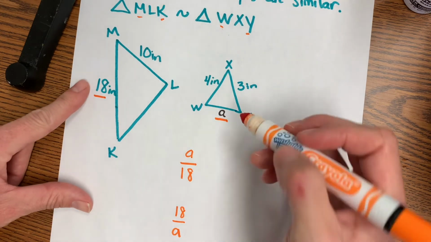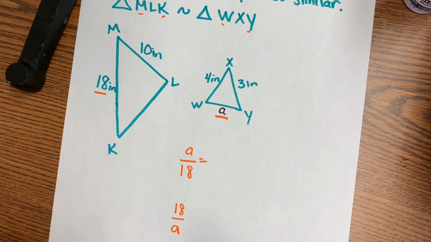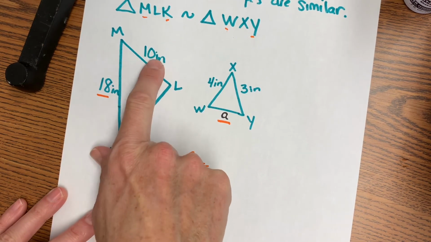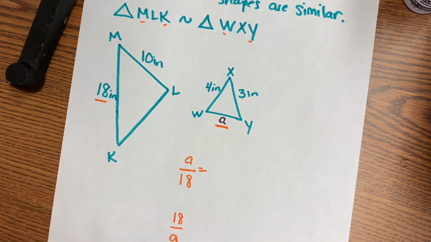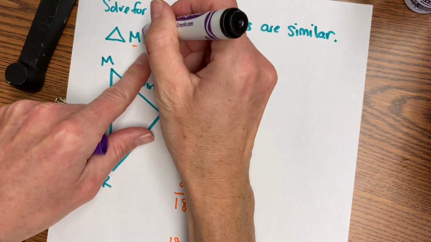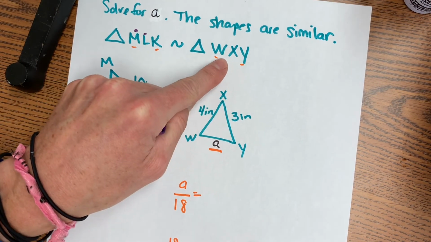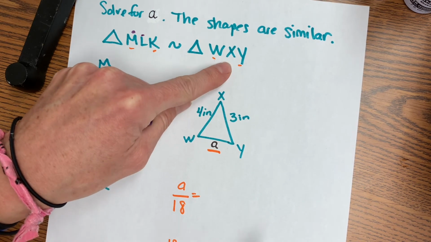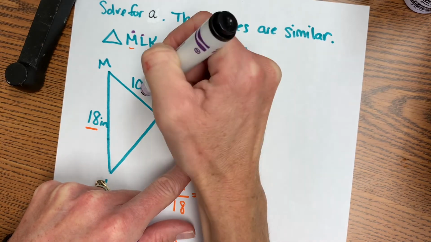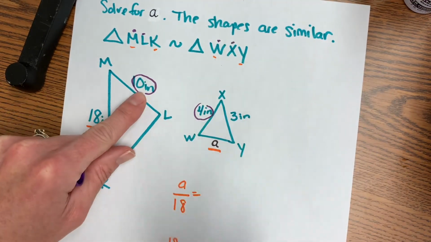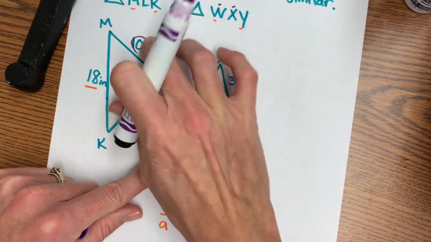Either or. Has to equal, and now I have to be careful because I have to find which side corresponds with 10. So I have a 10, but I don't have this side. So we have to see what side corresponds to ML. So go up to your similarity statement. M and L are the first two letters. So I have to do the first two letters over here, so that's WX. So WX is the side that corresponds to 10. So 10 and 4, so I did A over 18 here, so I have to do 4 over 10.